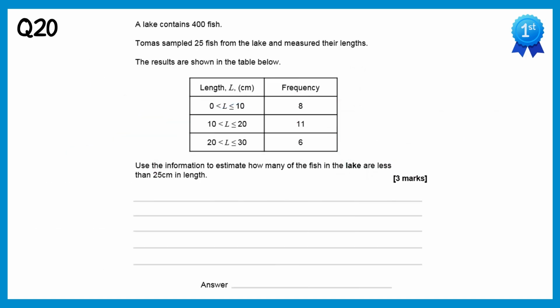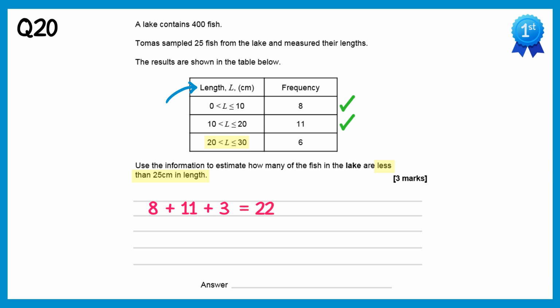In this question we're interested in fish that are less than 25 centimeters in length. If we look at our sample and look in the length column, the first group is from 0 to 10. This is definitely under 25, so we want all 8 of these fish, so write down 8 first. The next group is from 10 to 20, that's also definitely under 25, so we'll take those 11 fish, so add 11. The next group is from 20 to 30 though. Since 25 is in the middle of this, we'll assume half of these are below 25, half are above. So rather than 6, we'll take half of this group, so add 3. This gets a total of 22.